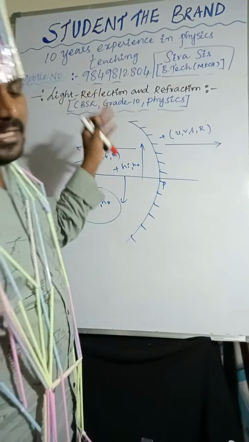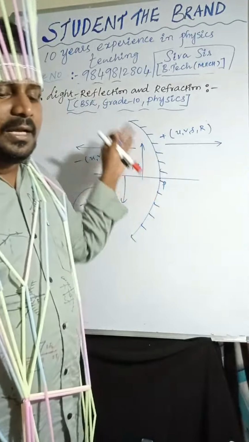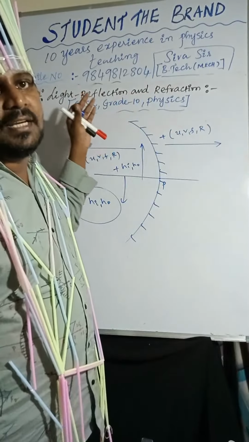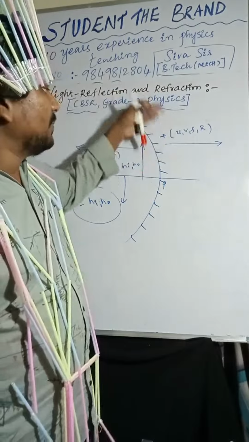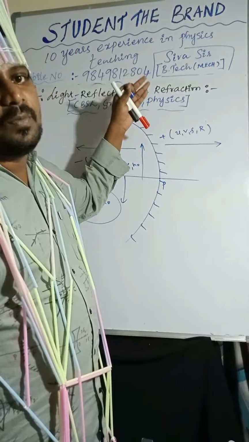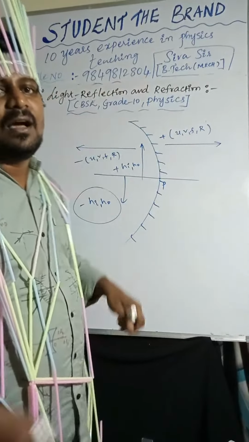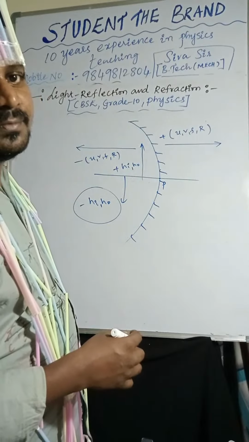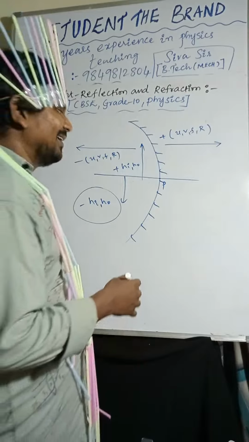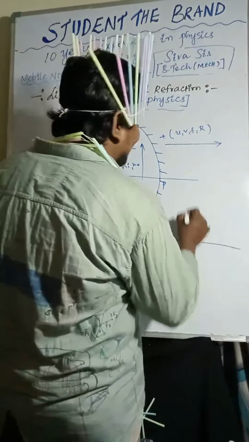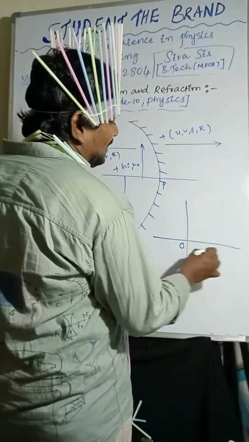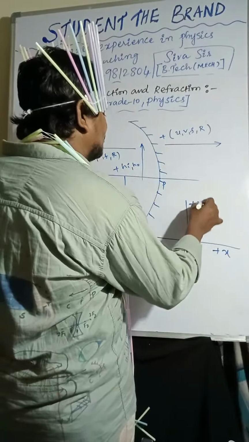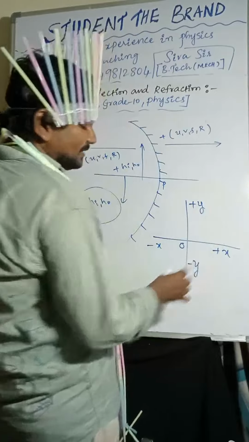So in that all measurements will be taken from the pole. In the direction of incident rays all are positive. Opposite to incident rays all are negative. Above the principal axis all are positive. Below the principal axis all are negative. So here I am considering all this: the positive x-axis, negative x-axis, positive y-axis and negative y-axis.